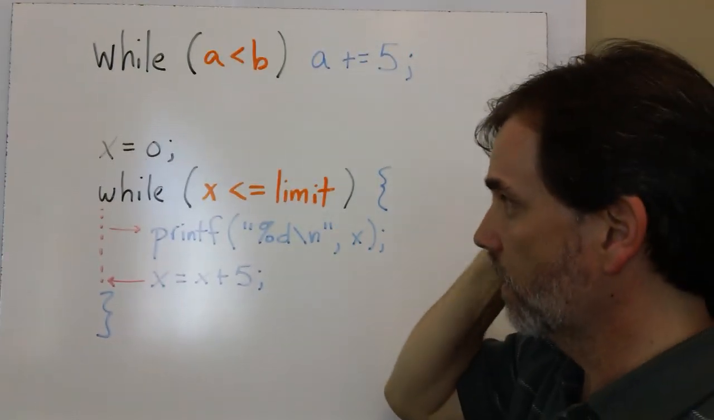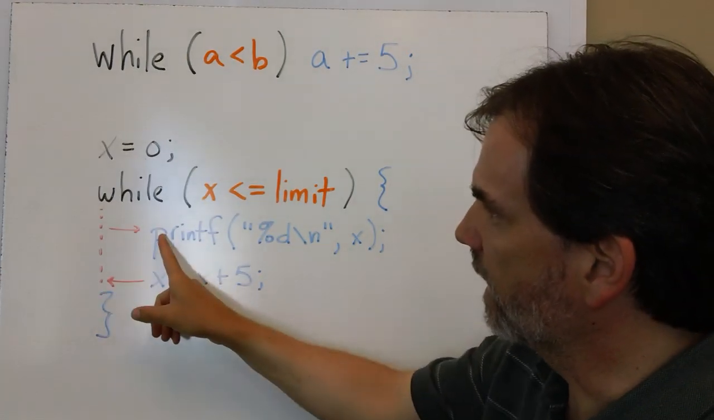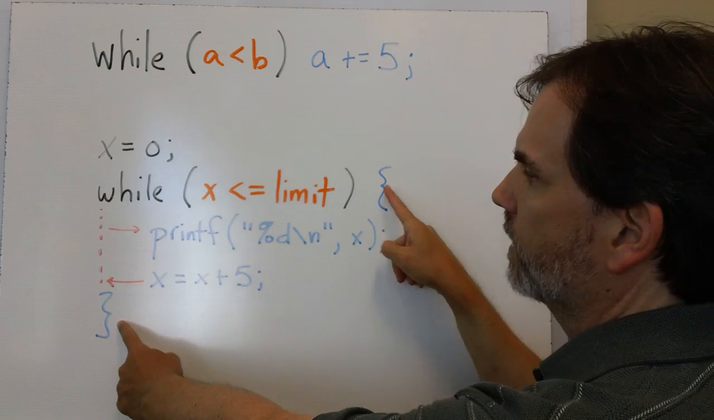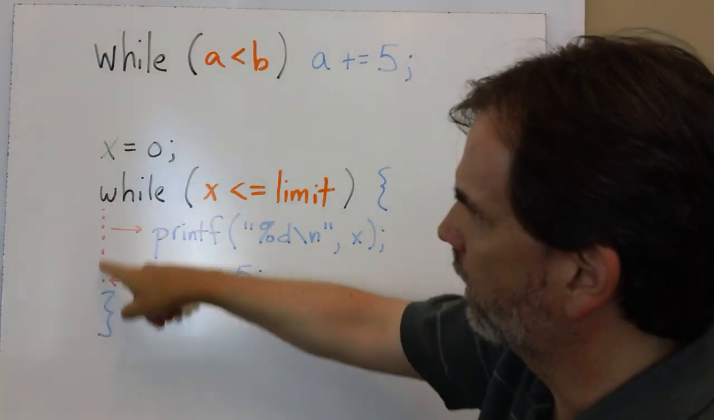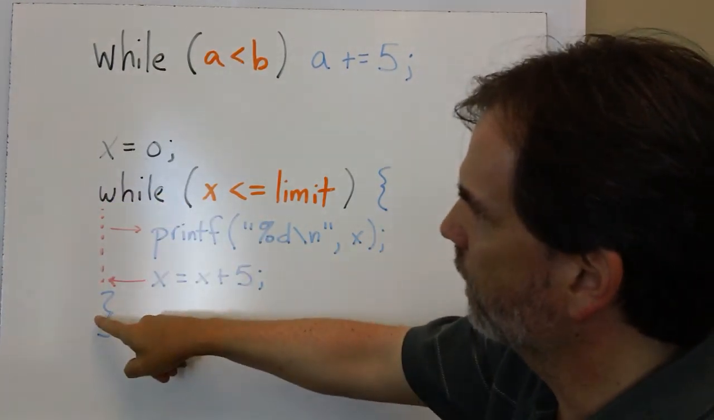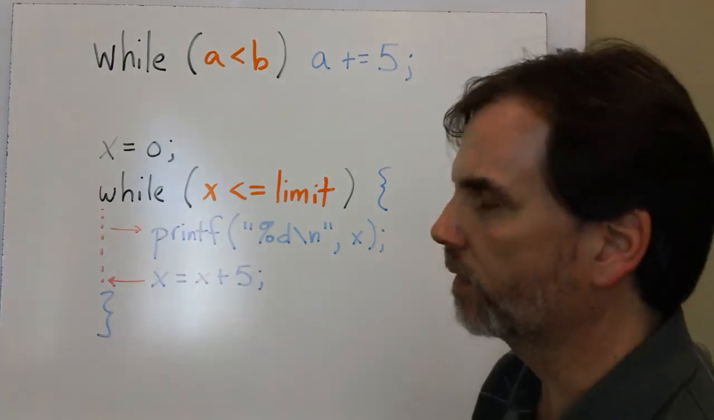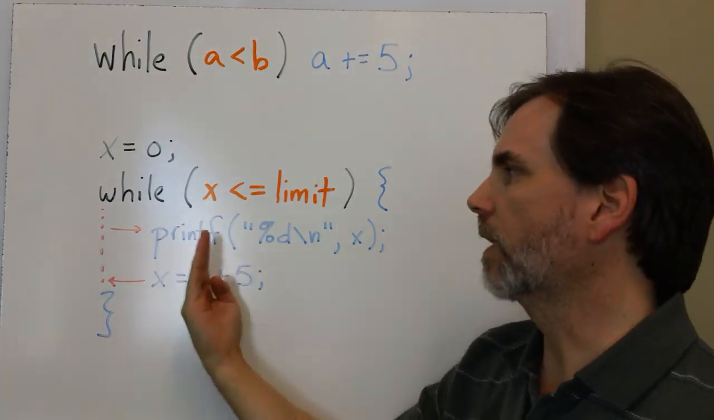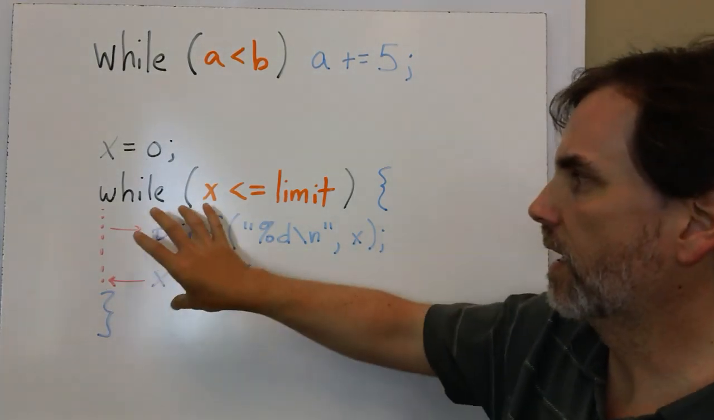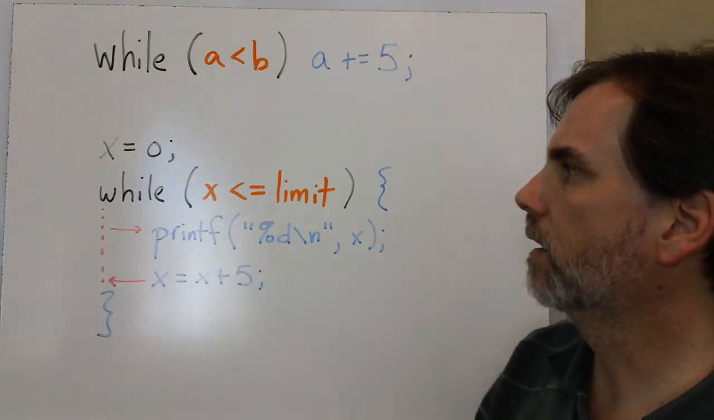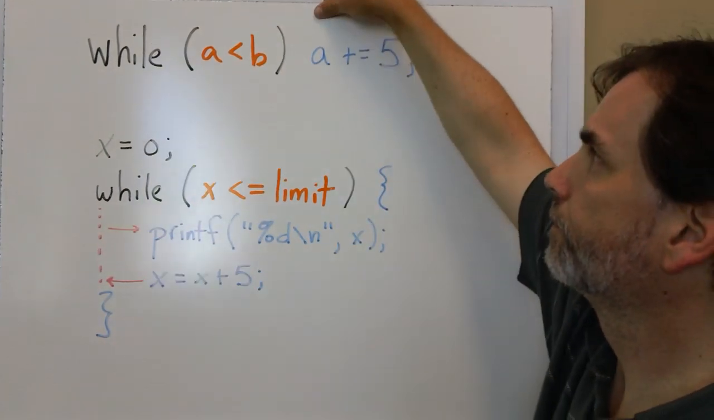Notice when we write loops, we indent. We put the closing brace lined up with the while keyword, and we indent the part that's inside the loop body so that it's easy to read. It's easy to see that this work is inside this while loop.